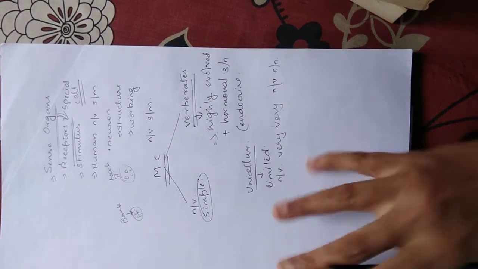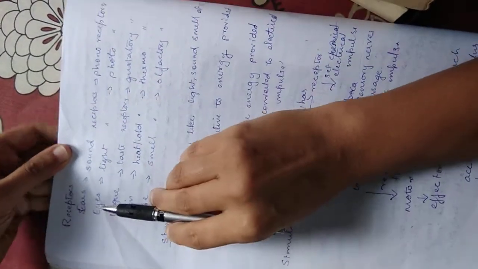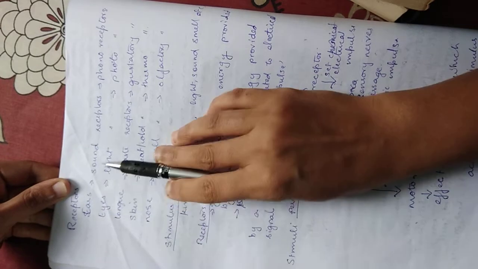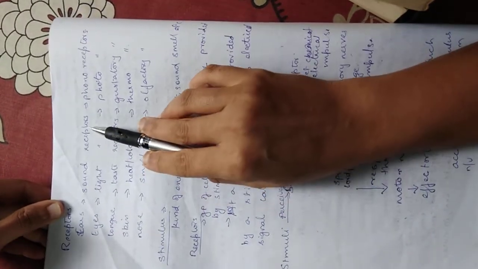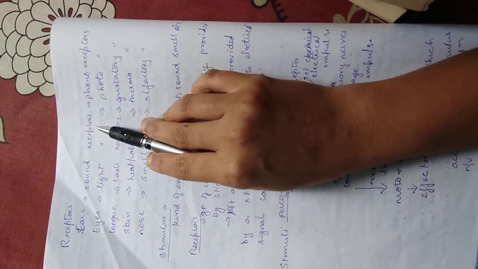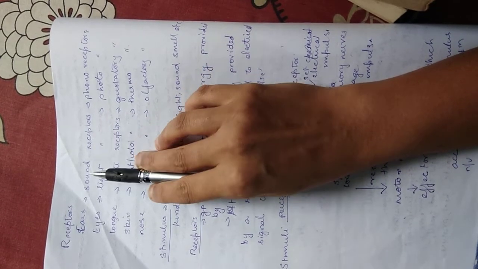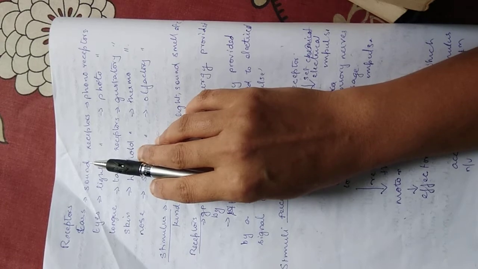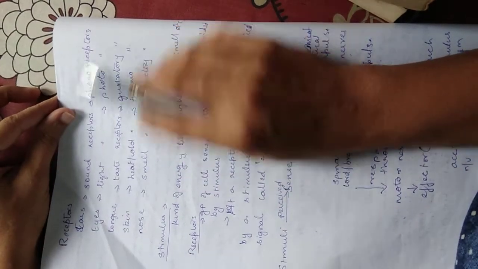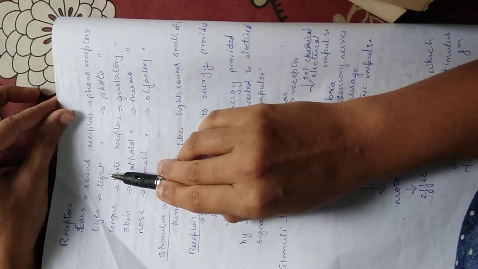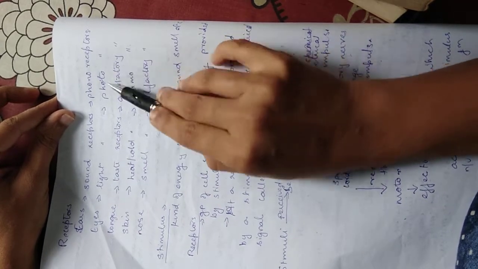So what are the receptors of the ear? In the ear, you basically need a sound receptor. These are special cells which enable us to perceive or understand sound. Another name for sound receptors is phonoreceptors. In the eyes, you have specialized cells known as light receptors, or photoreceptors.